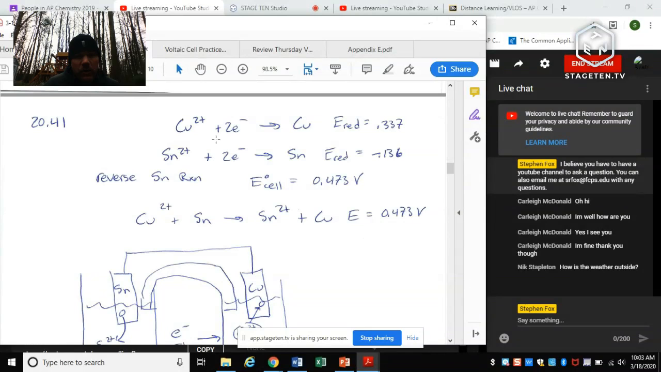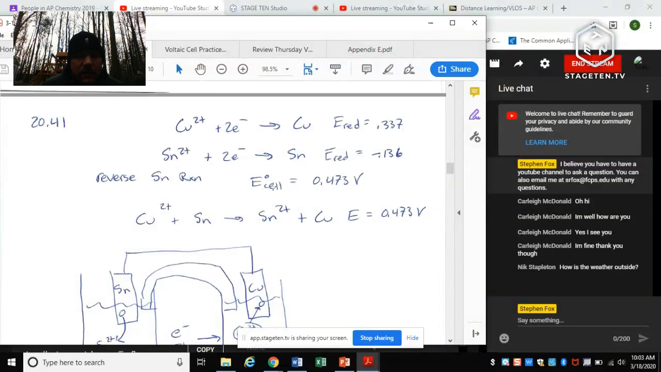So in that one, we looked up the reduction potentials for both copper and tin, and we saw that tin had the lowest reduction potential. So that means that reaction, the one I'm highlighting here, is going to be reversed, and that's going to undergo oxidation. So when we reverse that, that flips the sign to positive. We add the two together, and we get the overall cell potential for that reaction.